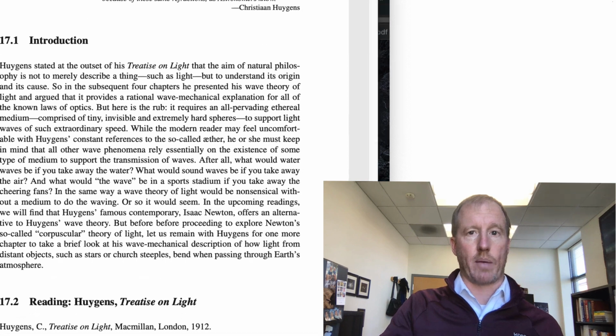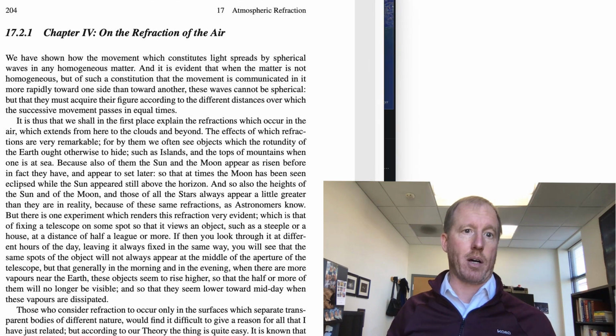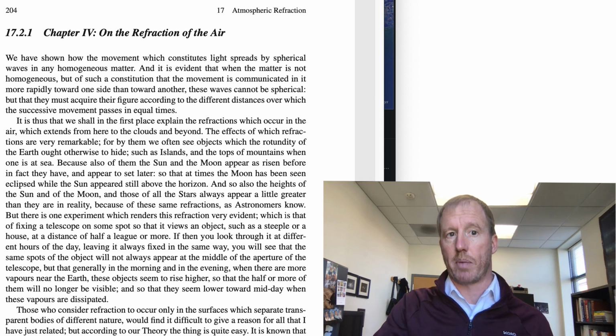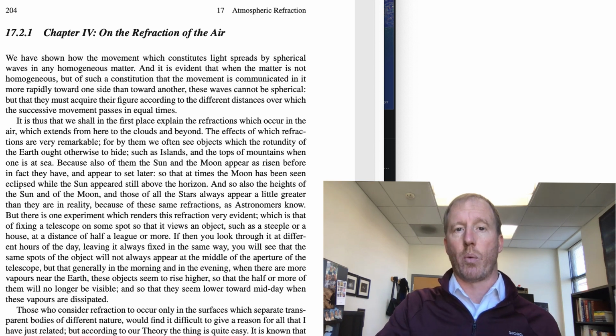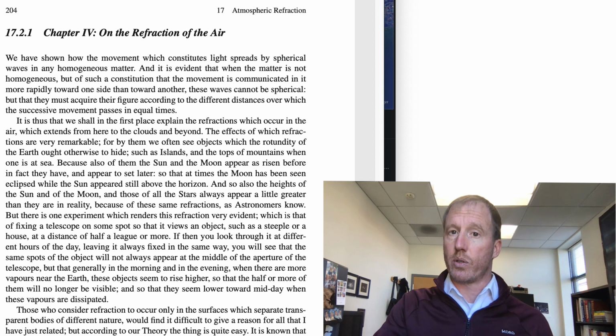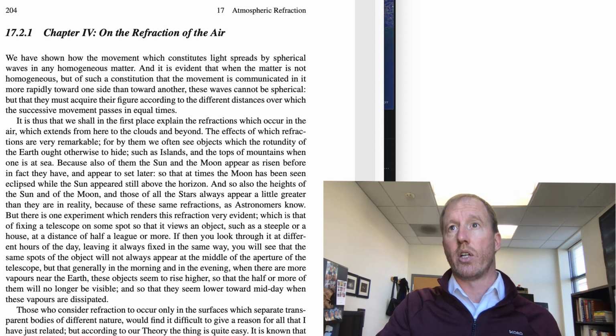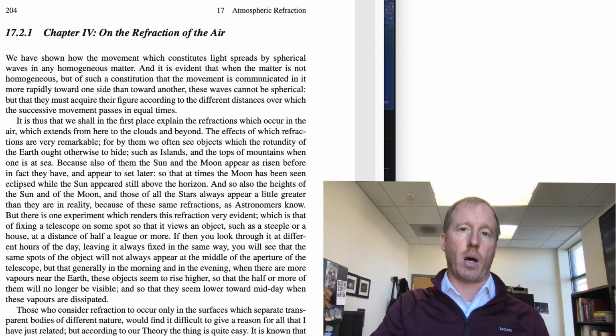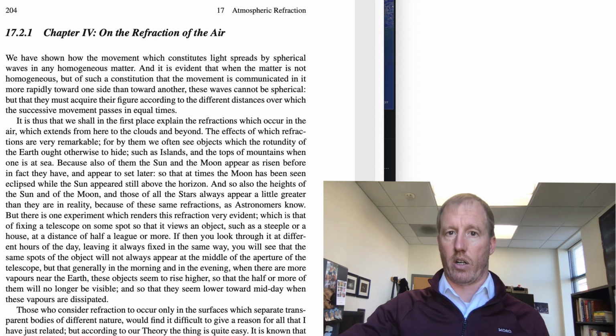So we're in chapter 17, on page about 204. In this chapter, Huygens talks about the refraction of light when traveling through air. He's going to mention at the outset a few very unique phenomena that one can understand using the kind of technique that he has talked about in the last few chapters. The first one is how the moon and the sun and the stars sometimes appear higher above the horizon than they actually are.